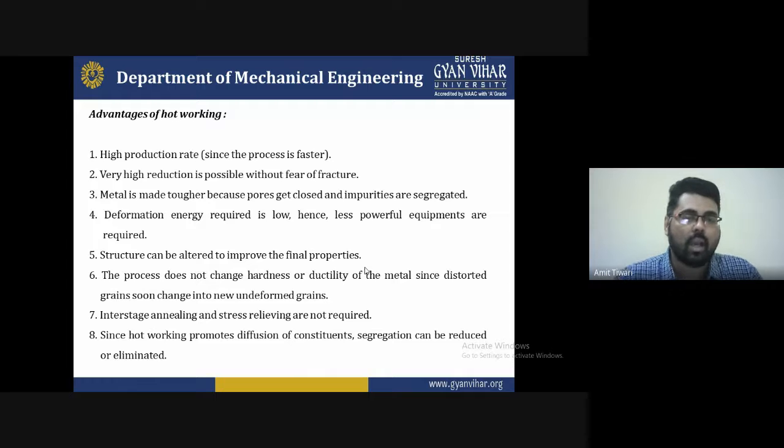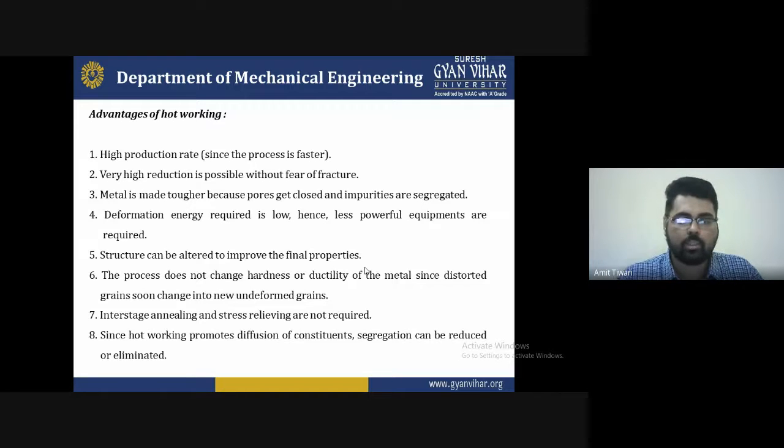Second, very high reduction is possible without fear of fracture. It is one of the main advantages of the hot working process, because reduction is possible without any fracture. Third, the metal is made sound because pores get closed and impurities are segregated.